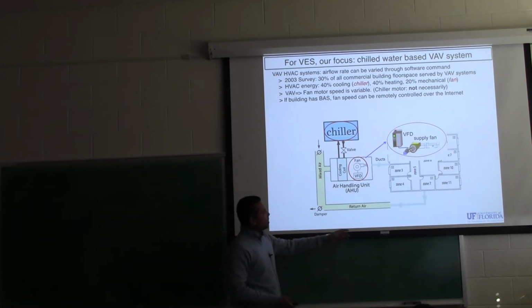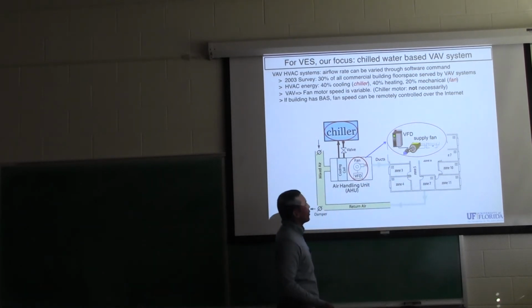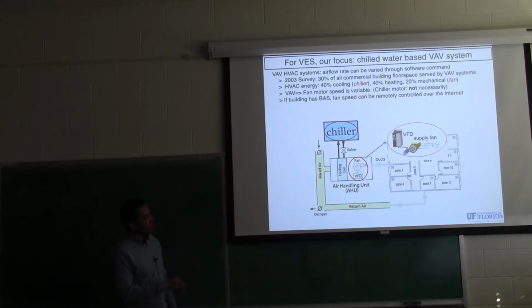And you can do that because there are these motors that come with something called variable frequency drive. It's not important what that is. What is important is that you can change these commands remotely through the internet nowadays to change the speed of the motor and therefore change the power consumption as well as the airflow. Right? This is true for buildings that have building automation system.